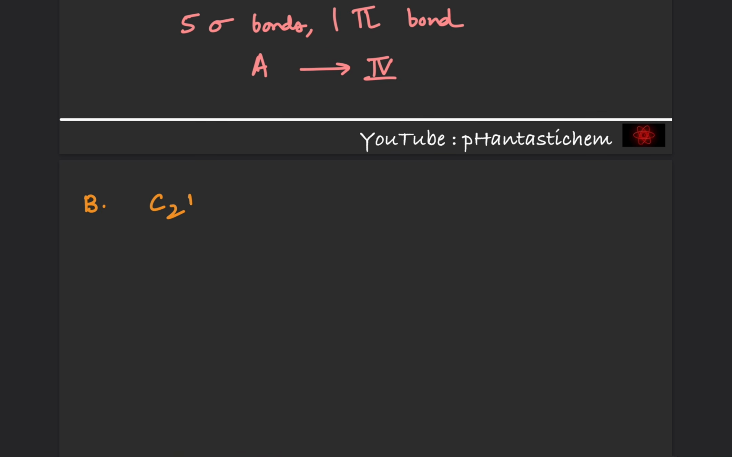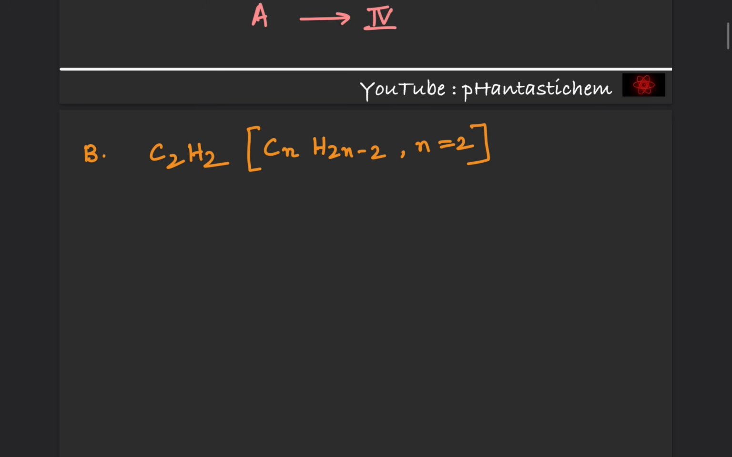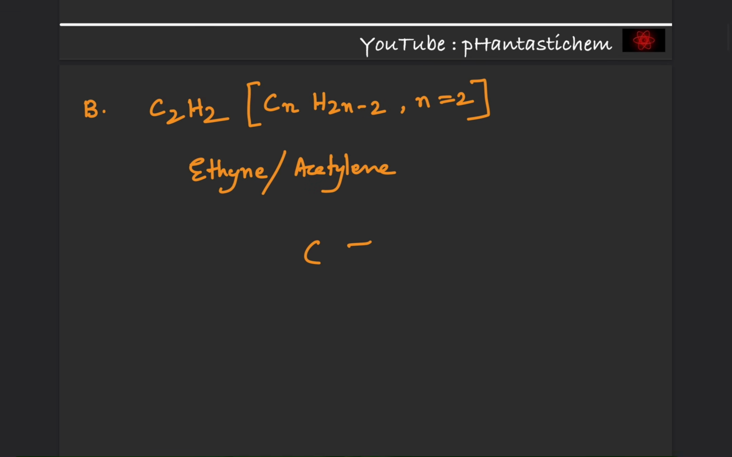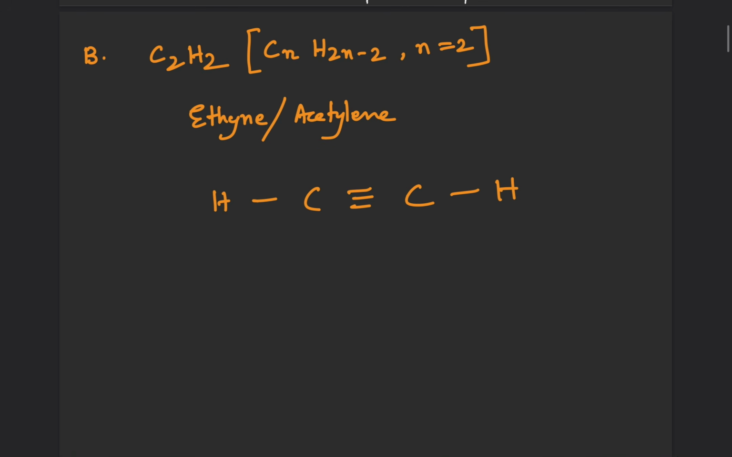Then in B, we have C2H2, which is an alkyne and it follows the formula CnH2n-2 where n is equal to 2. Okay, its name is ethyne, also known as acetylene. Okay, so therefore its structure is going to be C triple bond C, H, H. Okay, remember that a triple bond is always made of one sigma bond and two pi bonds. And we know that single bonds are always sigma bonds.